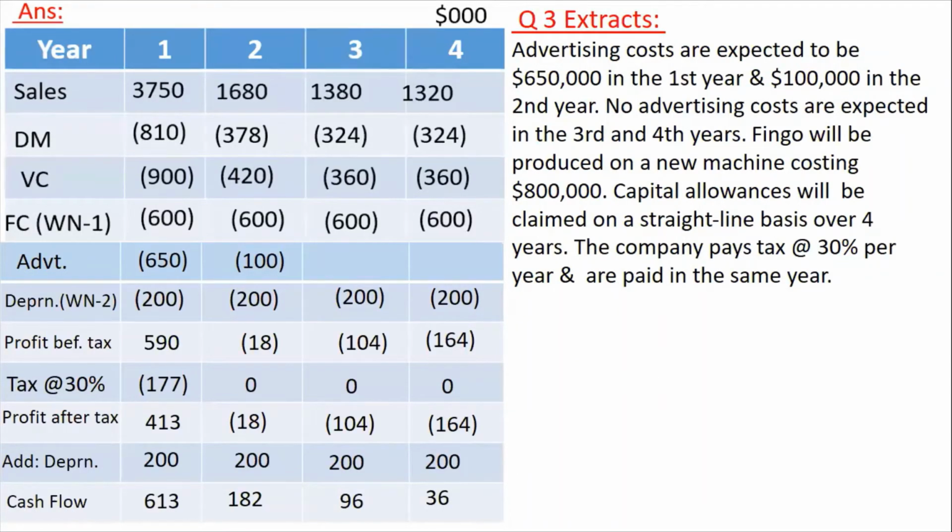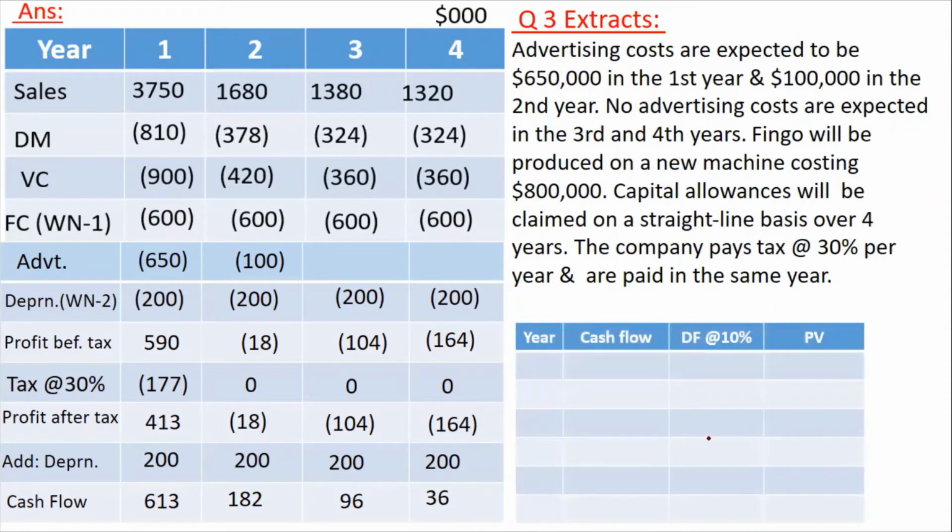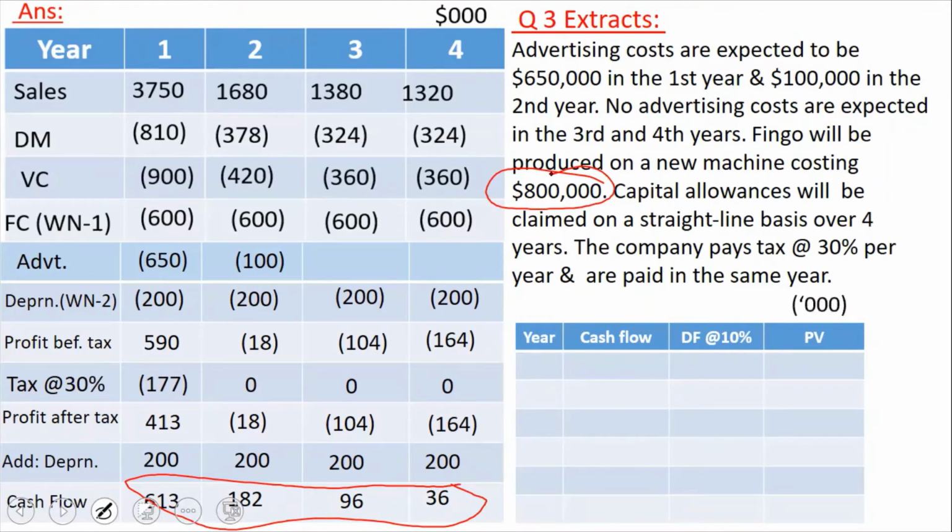Okay, so we will just record what we have just found out. So these are the cash inflows from year 1 to 4, and this is the cash outflow in year 0. So we will just record it in amount and thousands. So we have year 0 to 4, so cash flow in year 0, it's 800,000. That's the cash outflow in year 0. And from year 1 to 4, I have just copied the figures that we have just found out.